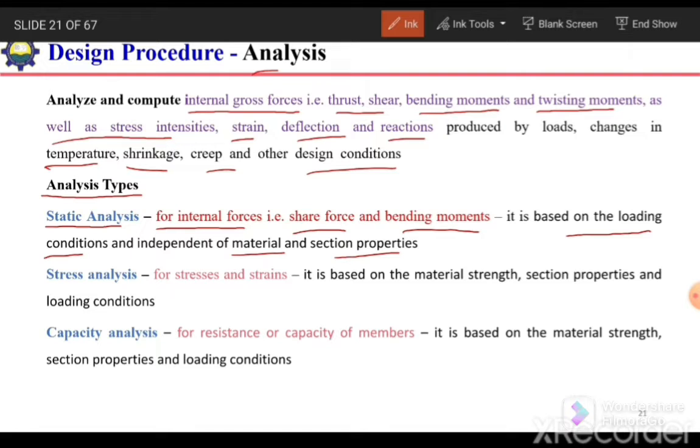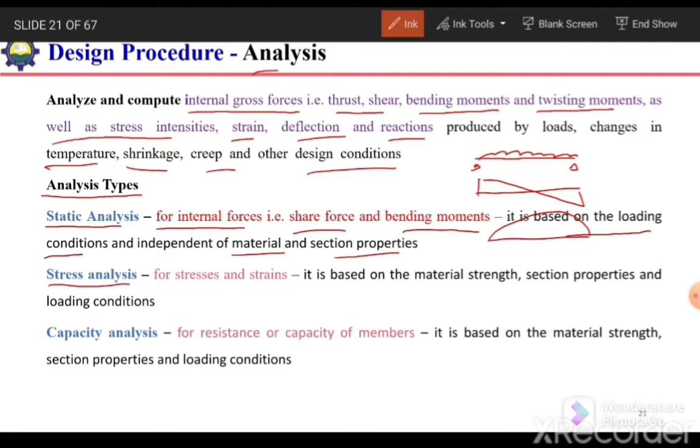For example, while analyzing a simply supported beam, we just draw a line diagram and apply the load, that it is a beam subjected to a uniformly distributed load, and we calculate the shear force and bending moment diagram like this. For this calculation, we do not require any cross-sectional as well as material properties. So this is termed as static analysis.